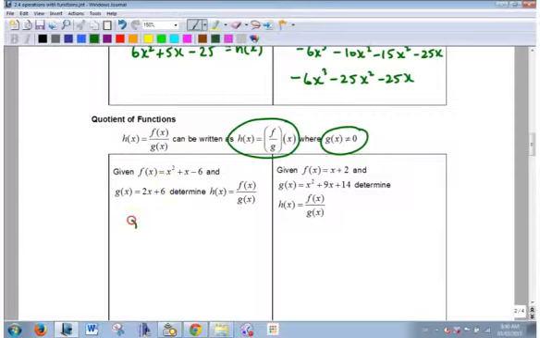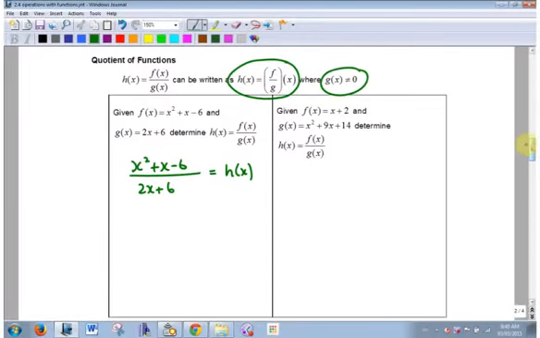So f of x is x squared plus x minus 6 over g of x, 2x plus 6. Okay? That's h of x. Does it say simplify? You're in grade 12. Yes, it does. Okay, it's implied. That's not what I want here. I want to simplify it.